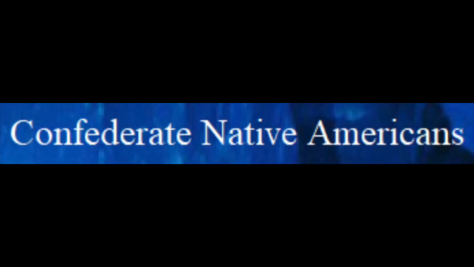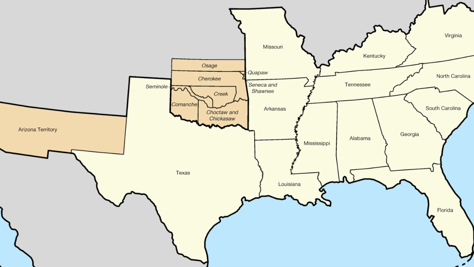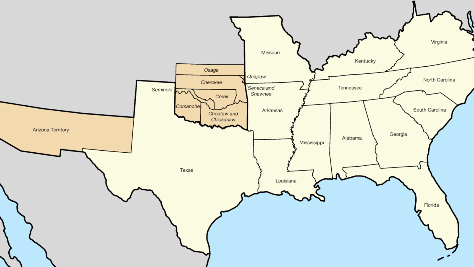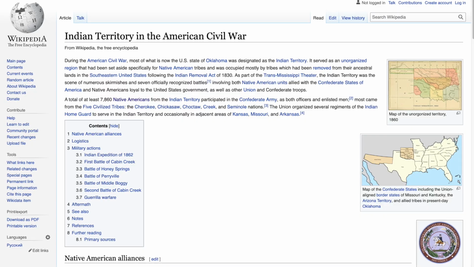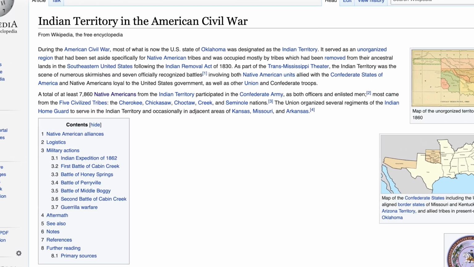Confederate Native Americans. Upwards of 7,860 Native Americans fought for the Confederate Army during the American Civil War, but their history and connection to the war is much more interesting than just that. So after many Native Americans had been removed from their land in 1830, many were forced into Oklahoma, which at the time was just designated as Native American territory. Foreseeing the outbreak of the war, Union troops were pulled out of the area, leaving it completely unprotected.